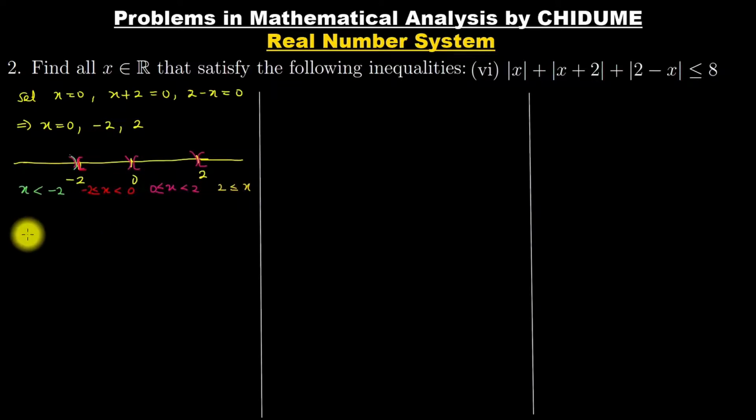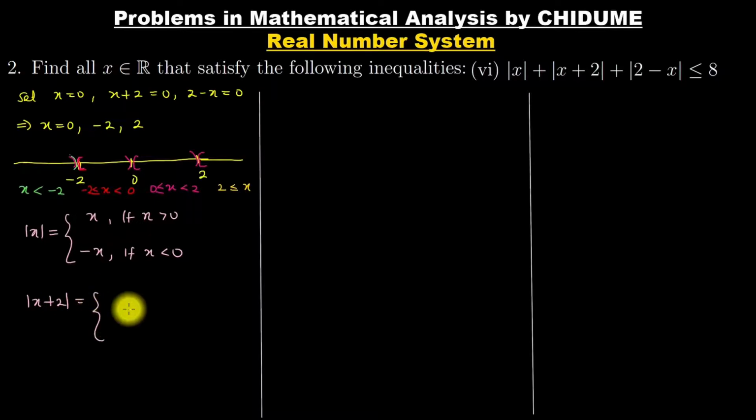By definition, what is the absolute value of x? The absolute value of x itself is x if x is greater than 0, and negative x if x is less than 0. And what of x plus 2? It will be x plus 2 if x plus 2 is greater than 0, or you can write if x is greater than negative 2, and negative of x plus 2 if x is less than negative 2. Now what of the absolute value of 2 minus x?